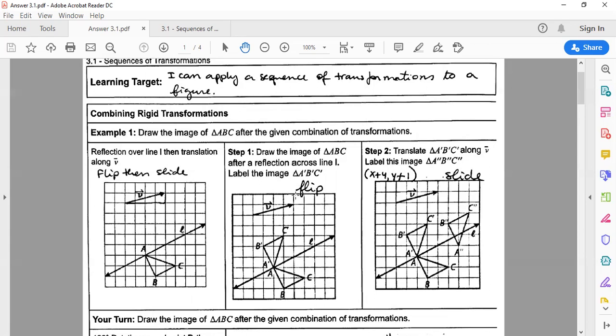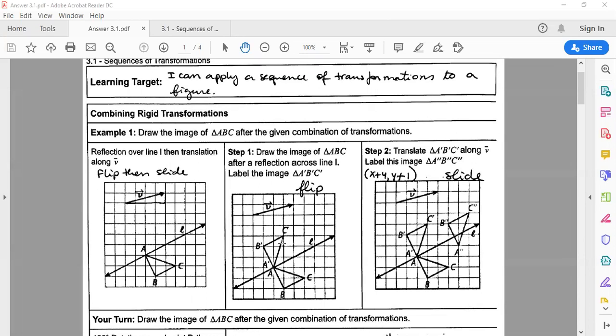Step one right here shows us how we flip the image across line L. Notice that point A stays on the line, point B goes directly across to create point B prime, and then C goes directly across, crossing the line of reflection at an angle of 90 degrees. All right, so we flip the figure across line L.